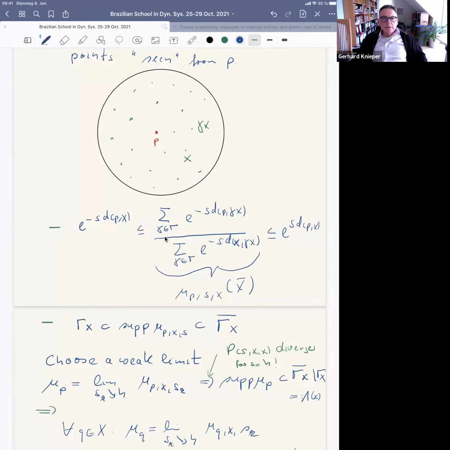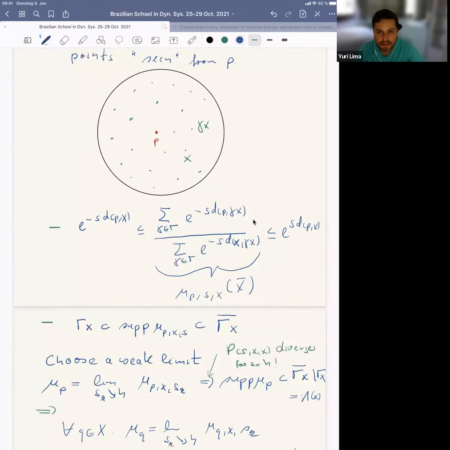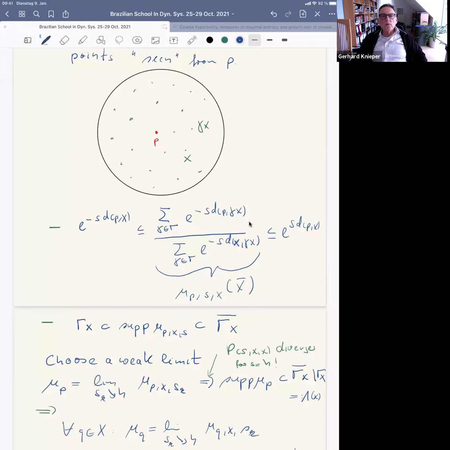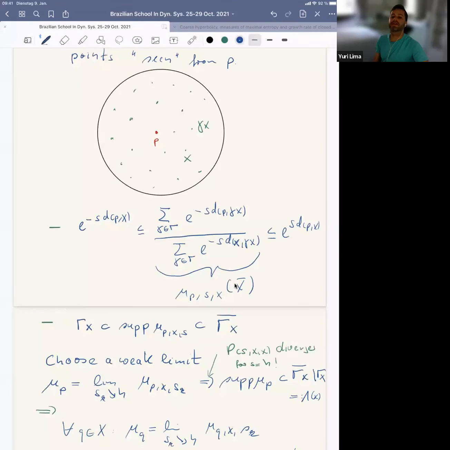Something missing here? The Dirac masses? No, I'm sorry, I take here the measure of the full space. I see, each point has mass 1.